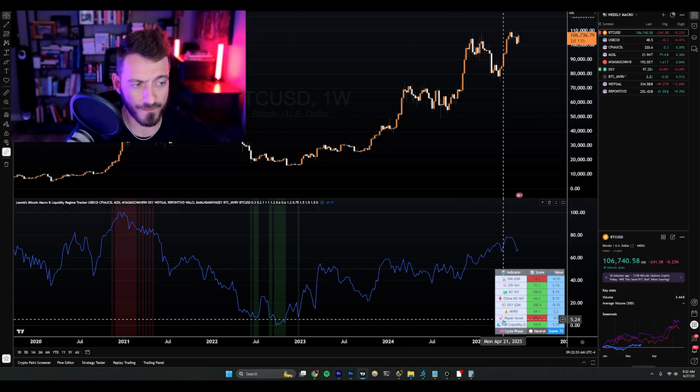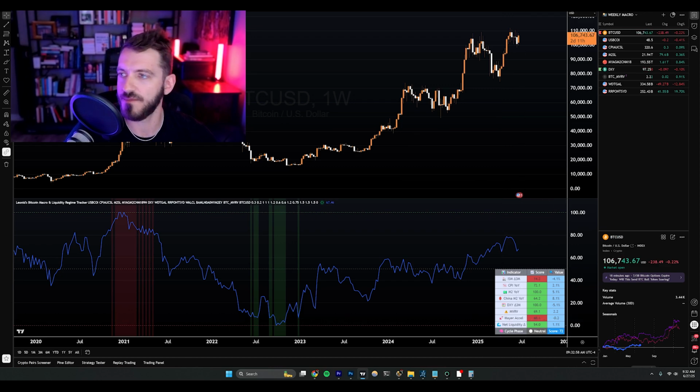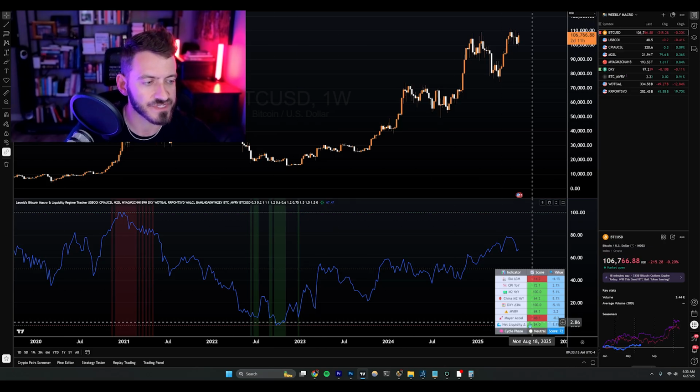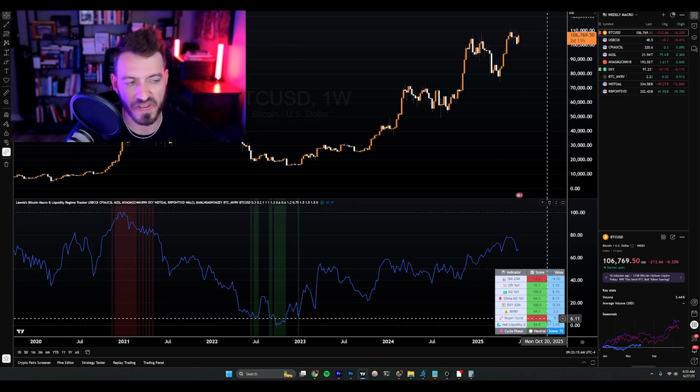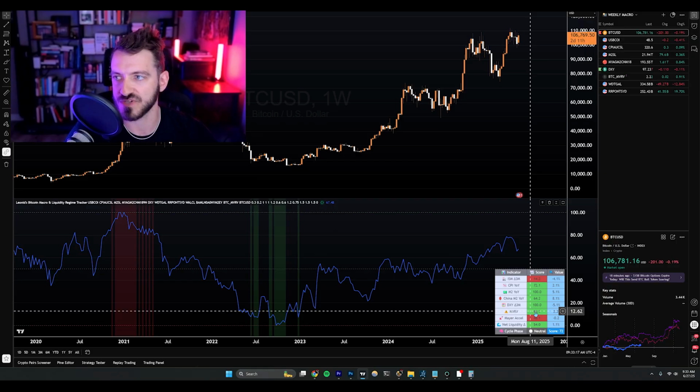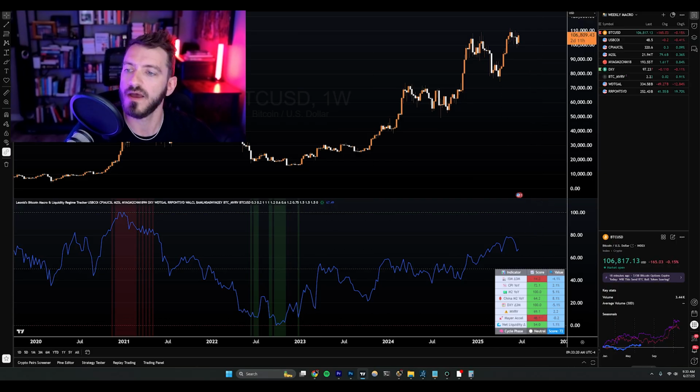Next up, the Mayer multiple acceleration. The Mayer multiple is actually a really simple formula. It just compares the price to the 200-day average. But it's not the level that matters here, it's the acceleration. So a rising multiple suggests momentum is building beneath the surface. You can see currently we have a score of 48, so it's like 50%. So nothing much there.